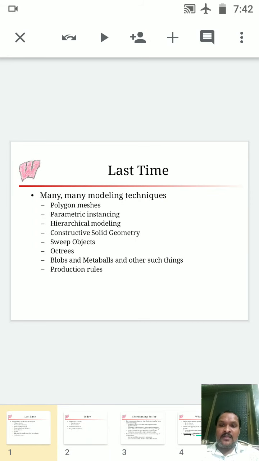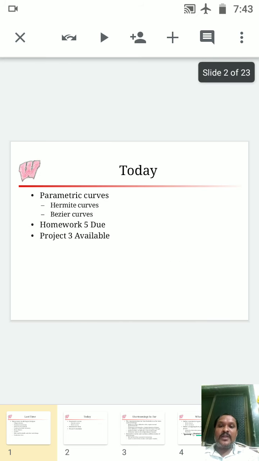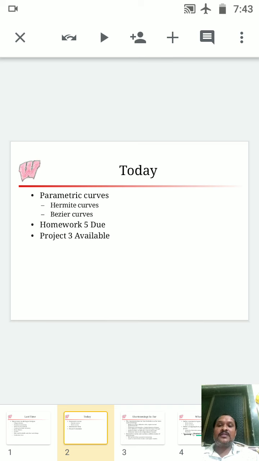Welcome friends. Today we will have the lecture on the Bezier curve. We have different types of curves, including what we discussed in the previous class: many of the modeling techniques, that is polygon meshes, parametric instancing, hierarchical modeling, constructive solid geometry (CSG), sweep objects, etc. Today we will look at parametric curves, one of the major curves called the Hermite curve, and one more called the Bezier curve.